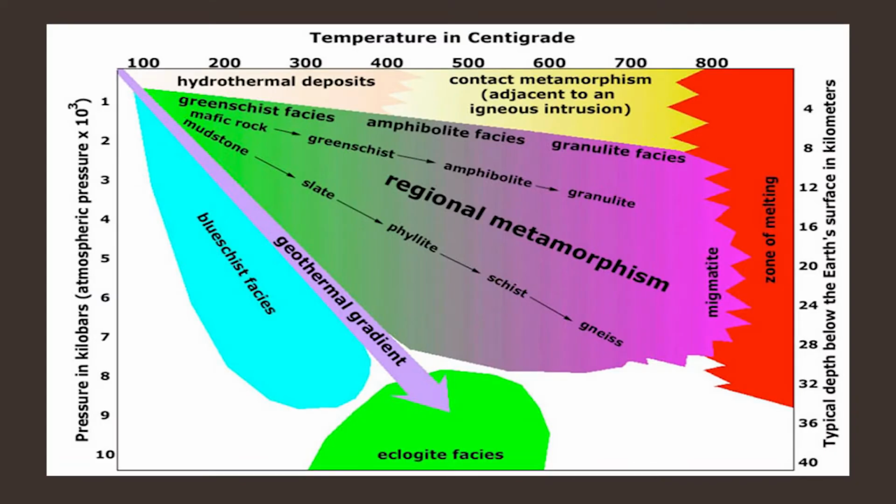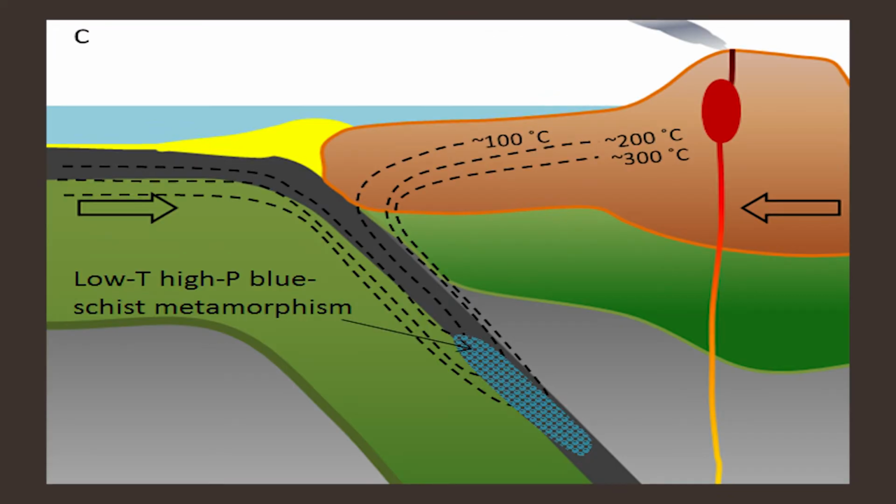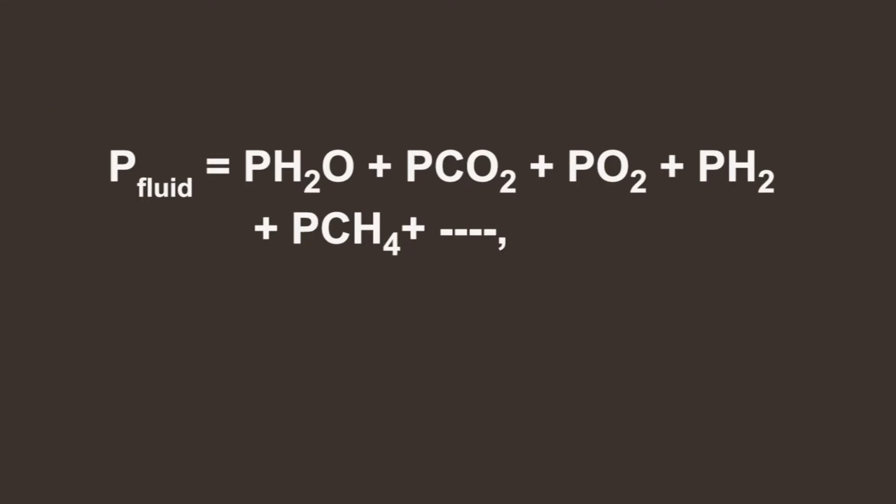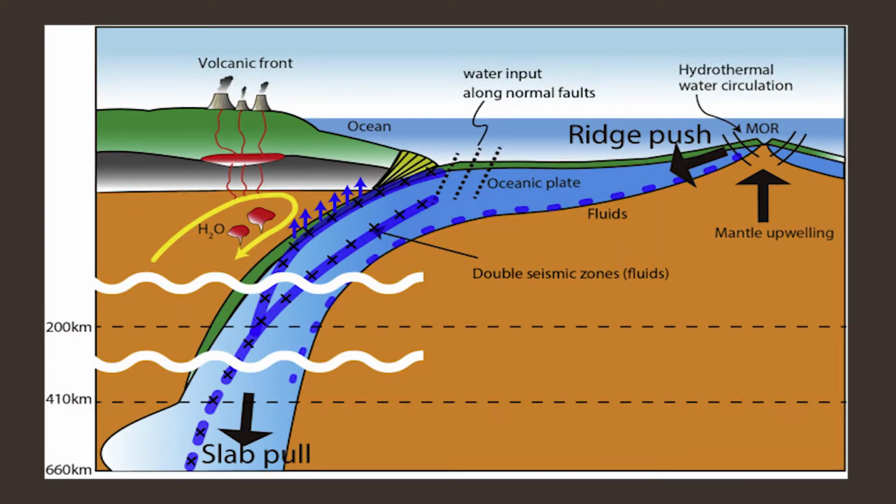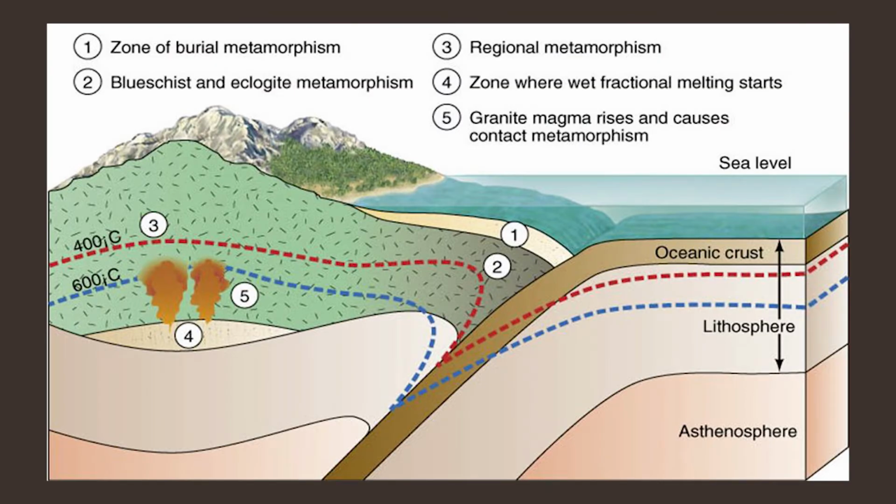Fluids play an important role during metamorphism. Any existing open space between mineral grains in a rock can potentially contain a fluid. P fluid equals PH2O plus PCO2 plus PO2 plus PS2 plus PCH4 plus all possible gases or fluids, because these fluids play a very important role during metamorphism, because whatever the material, it can migrate through or within the fluids.